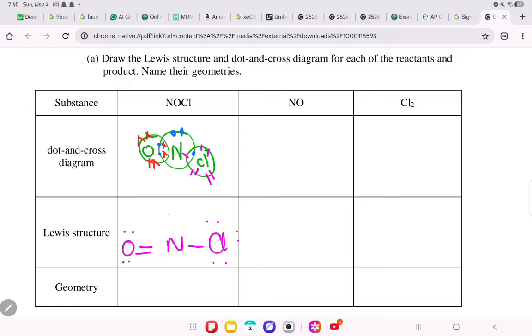And this shape is what? It is AX2E, right? Now, what's the shape of AX2E? It is what? A bent, if I'm not mistaken, let me double check.